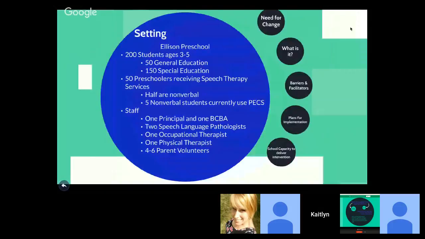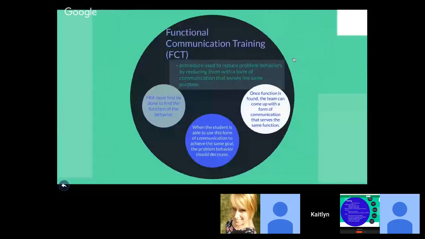So what is it? Functional communication training is a procedure used to reduce problem behaviors by replacing them with a form of communication that serves the same purpose. Before starting anything, an FBA must be done to find the function of the behavior. Once the function is found, the team can come up with a form of communication that serves that same function. And then when the student is able to use this form of communication to achieve that same goal, you should see the problem behavior decrease.